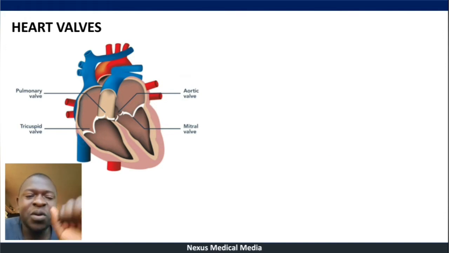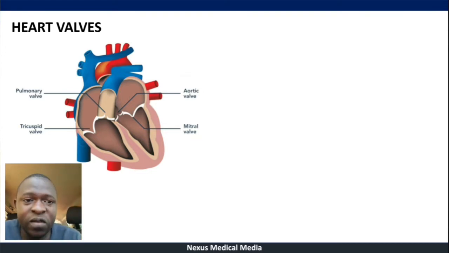So another concept, I just take this opportunity to explain to you. If you talk about the thickness of the myocardium, you will see that the left ventricle is thicker because it has to pump blood to different parts of the body which are a little far. And the right ventricle is thin, because it's only pumping blood to the lungs.